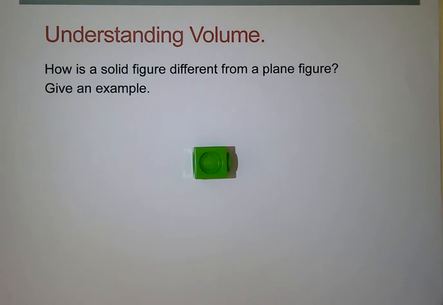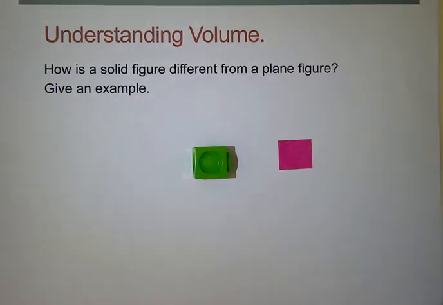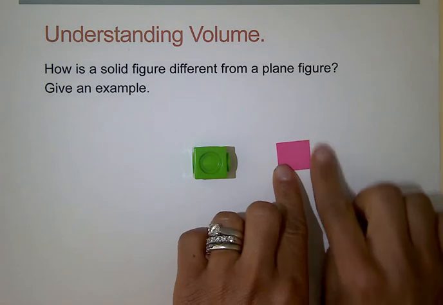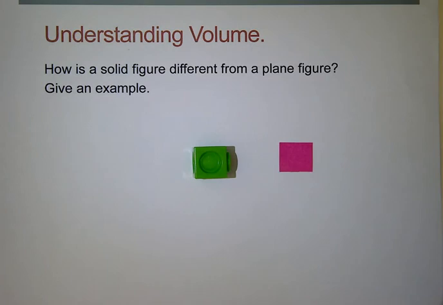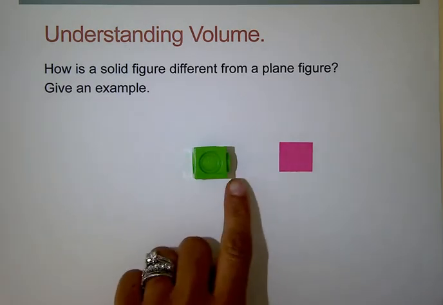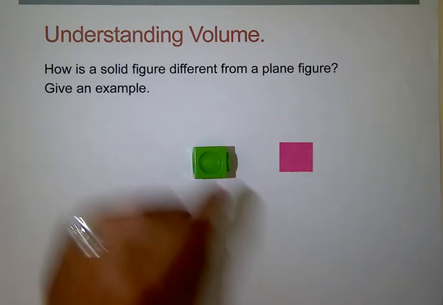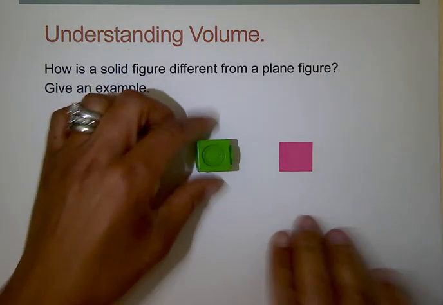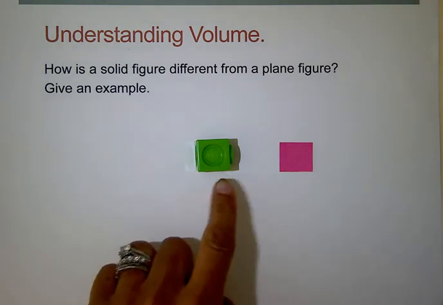A square is a plane figure. It is flat. I can only see the length and the width. So as you can see, the third dimension is the height, or how deep this figure is. And so that's the difference between a plane figure and a solid figure. When we are measuring volume, we are measuring the space inside of the solid figure.